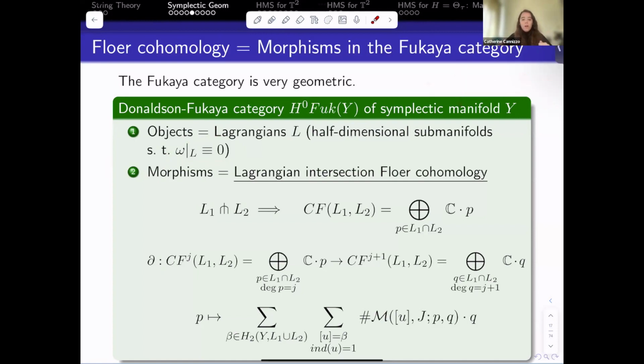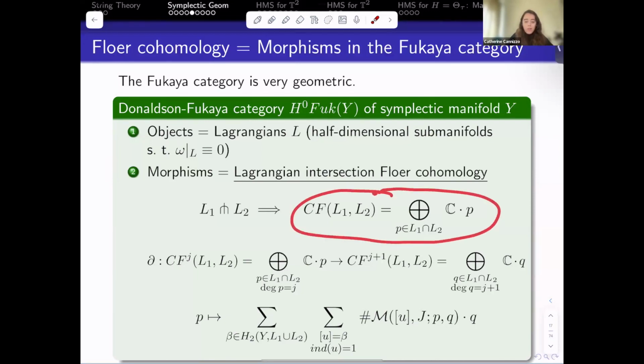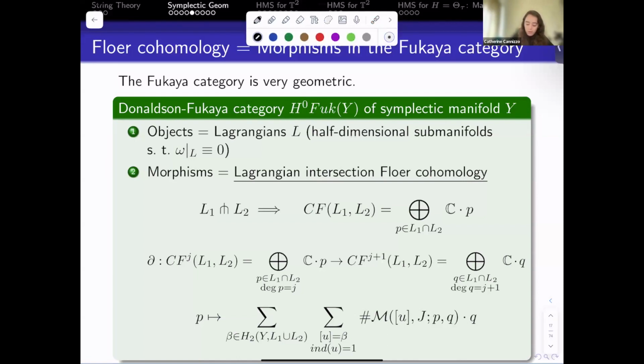Given two objects, given two Lagrangians, I need to tell you what the arrow is between them. And the arrow is a cochain complex generated by the intersection points of the Lagrangians. So this CF here is the cochain complex generated by the intersection points of L1 and L2. And since it's a cochain complex, I need to tell you what the differential is. And the differential is very geometric. So as I walk through this, let me just draw a picture which may be helpful to look at.